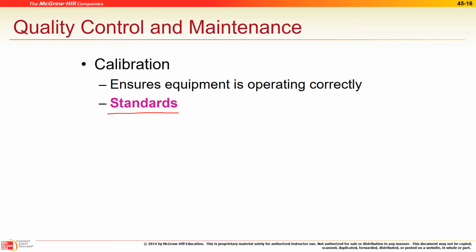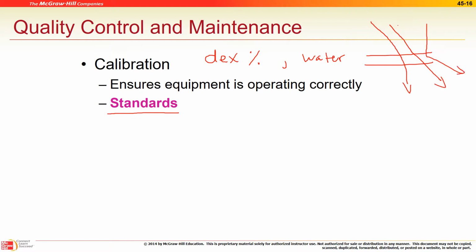Standards. So a standard usually is a solution that we'll use to calibrate our equipment. So for example, if you need to calculate dextrose percentage, your standard solution is just water. Because regular water bends light a certain way, so we know how much it's bent. And then the machine will record that and compare the rest of the angles based on your standard, which is just water.